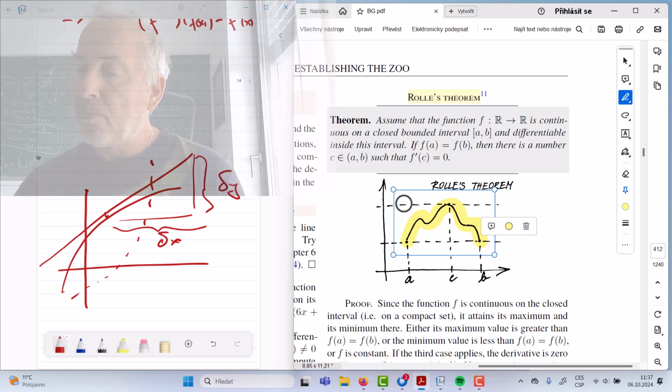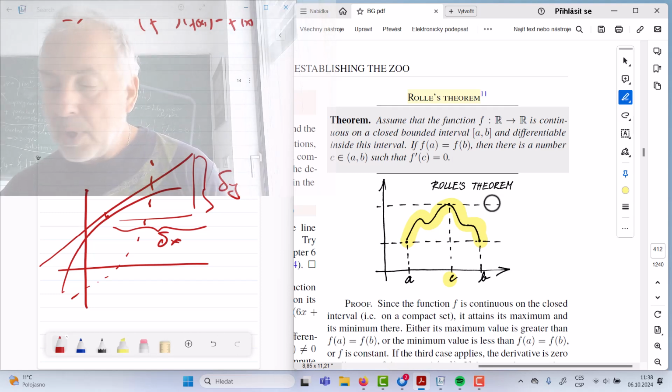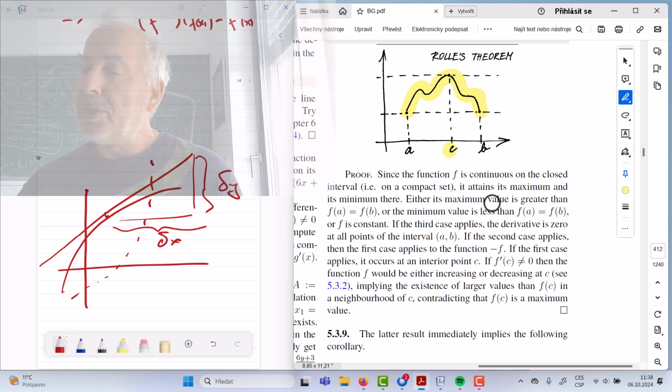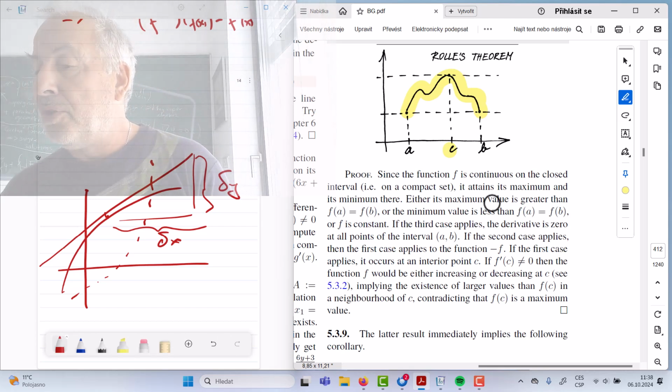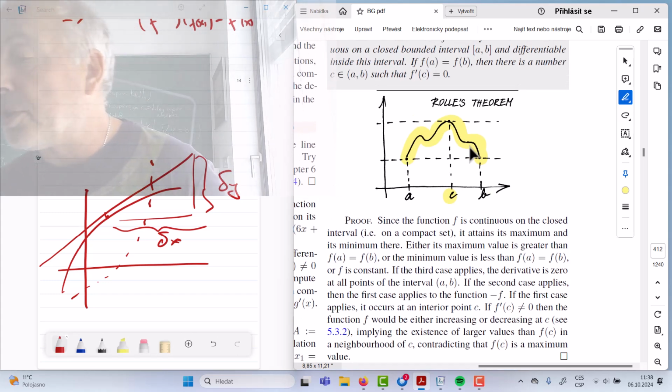And then if the function values are the same in the boundary points, then there must be some point C in the middle where the derivative is 0, right? And that's very easy to see because we know that if it has got derivative at each point, then it must be continuous at each point. And if it is continuous at each point, it's continuous on the whole interval, including the boundaries, because that's in the assumptions.